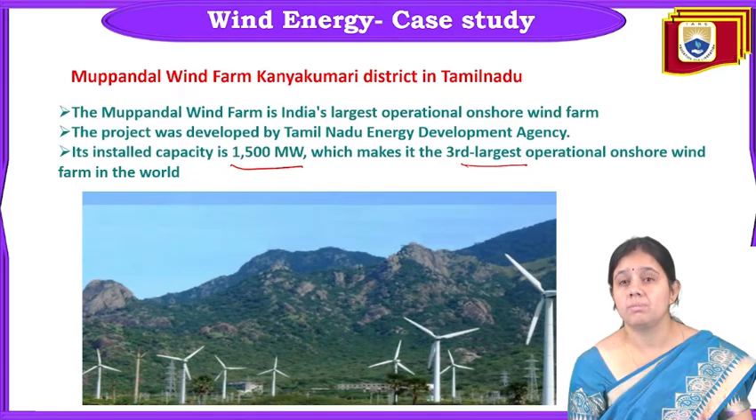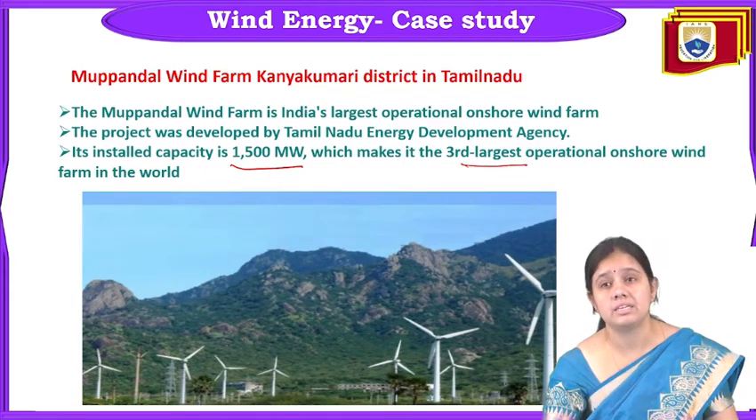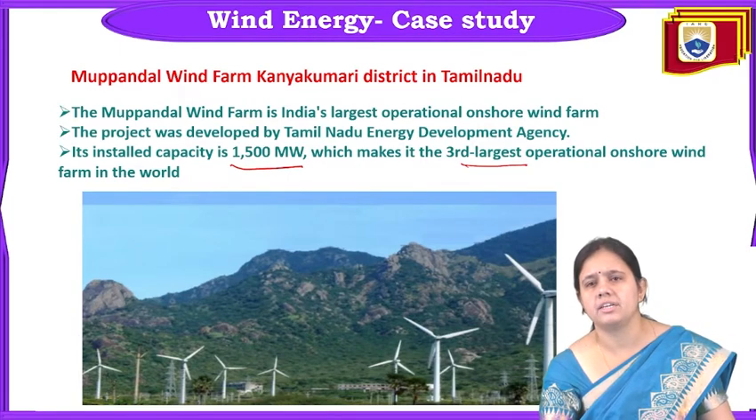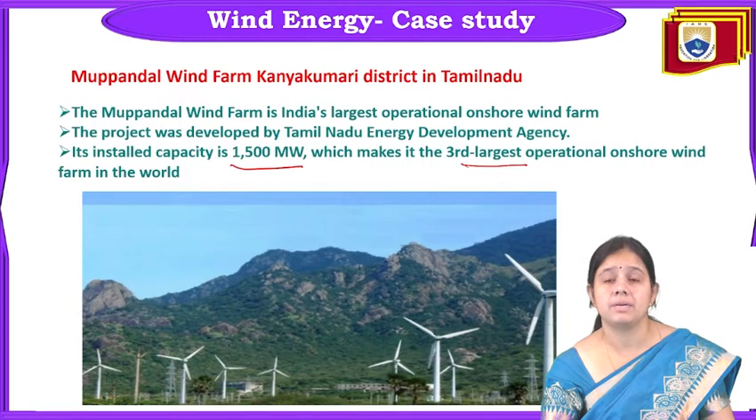This is all about the case study of wind energy in India, installed in Kanyakumari district, and this wind farm is producing 1500 megawatts. That makes it the third largest operational onshore wind farm in the world. As we have already discussed, wind energy is a very clean source of energy, and it does not produce any kind of byproduct. This is the largest plant developed in our country, developed by the Tamil Nadu Energy Development Agency, with 1500 megawatts of capacity.